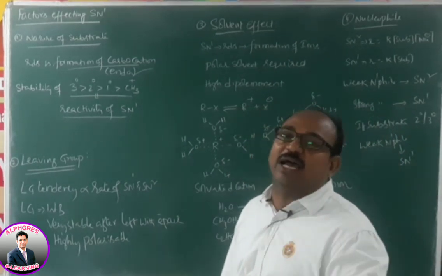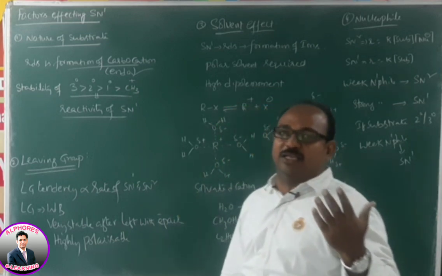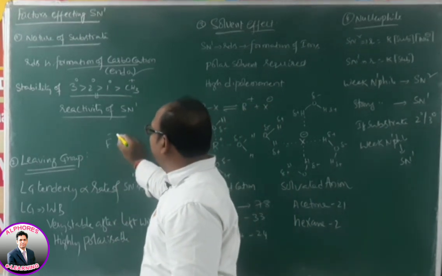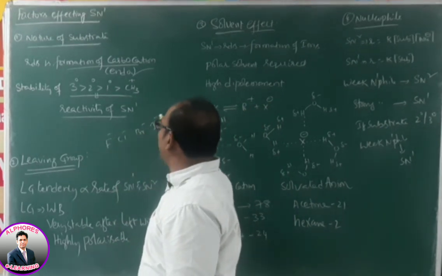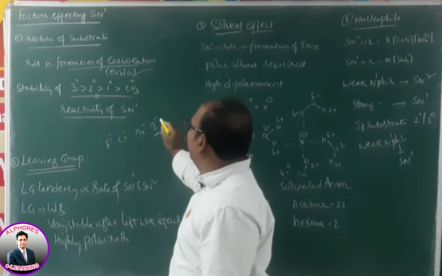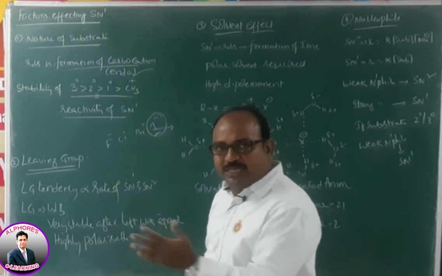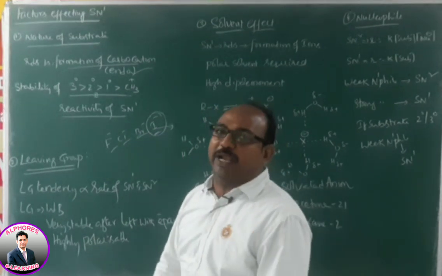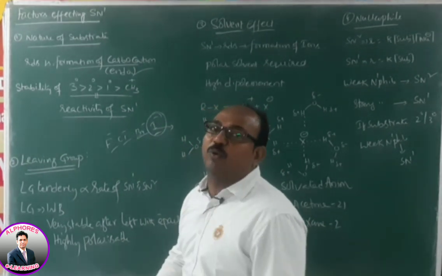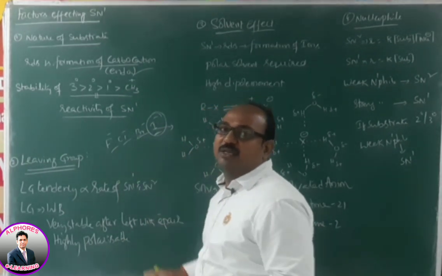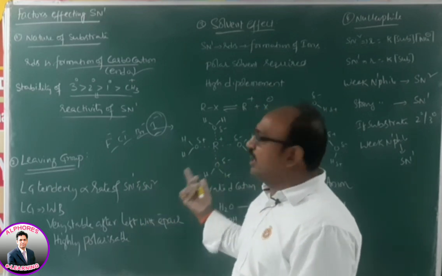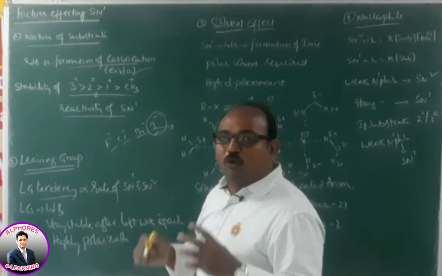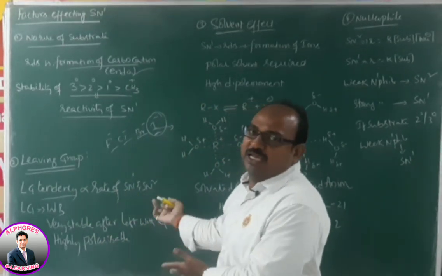Generally with increase in size, leaving group leaving tendency increases. Suppose fluoride, chloride, bromide and iodide, if you consider F minus, Cl minus, Br minus, I minus. Obviously I minus has a large size, that's why iodine comes out as I minus. It has more tendency to leave compared to bromide, chloride and fluoride. So here the leaving tendency we can expect based upon size. The more the size, the more the leaving ability. That is the first point. Leaving tendency obviously influences both SN1 and SN2.